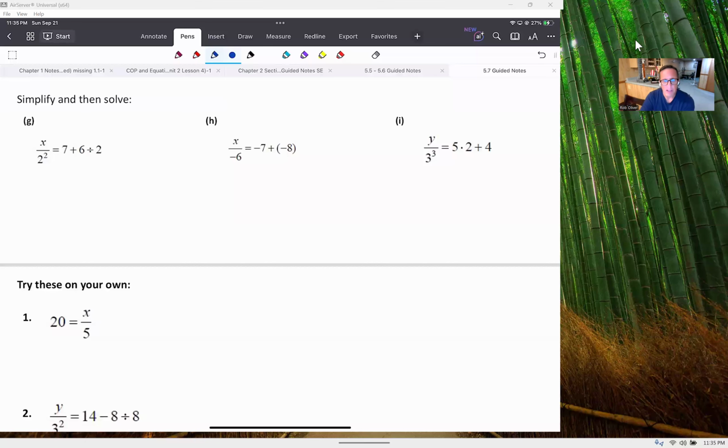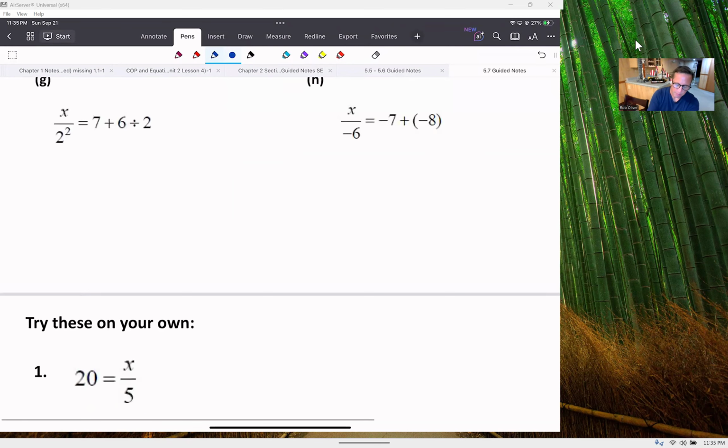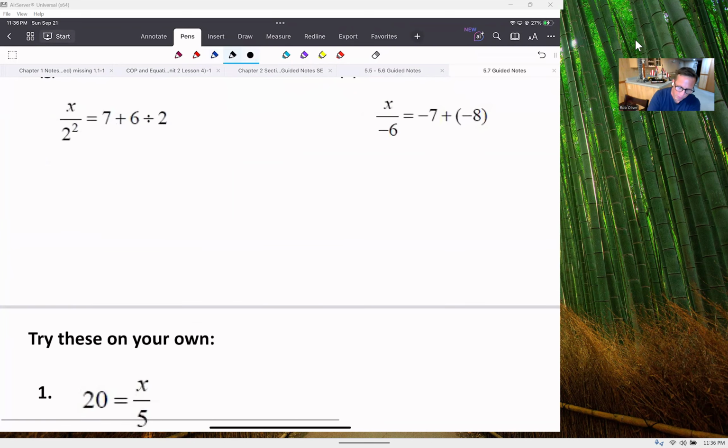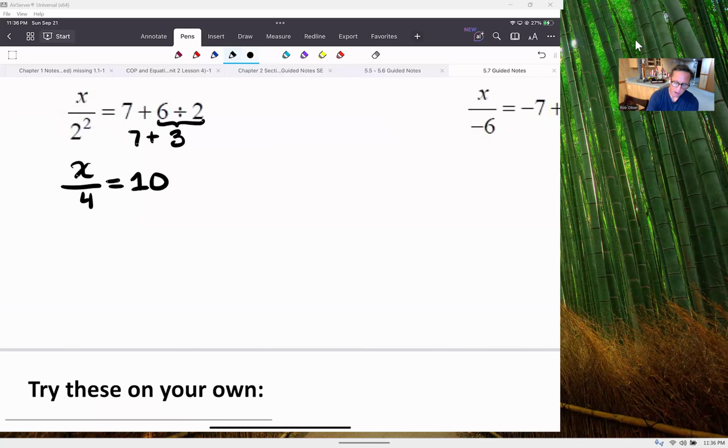A little bit of the same here. This just involves a little bit more simplification that we have to do before we start applying the multiplicative inverse. So just clean it up a little bit. On the left side, x over 2 squared really means x over 4, so I'm going to write that as x over 4. On the right side, we should probably do the division. That's 7 plus 3, which is 10. So there's your equation that you really want to solve. Now we're going to multiply both sides by 4, and you get x equals 40.